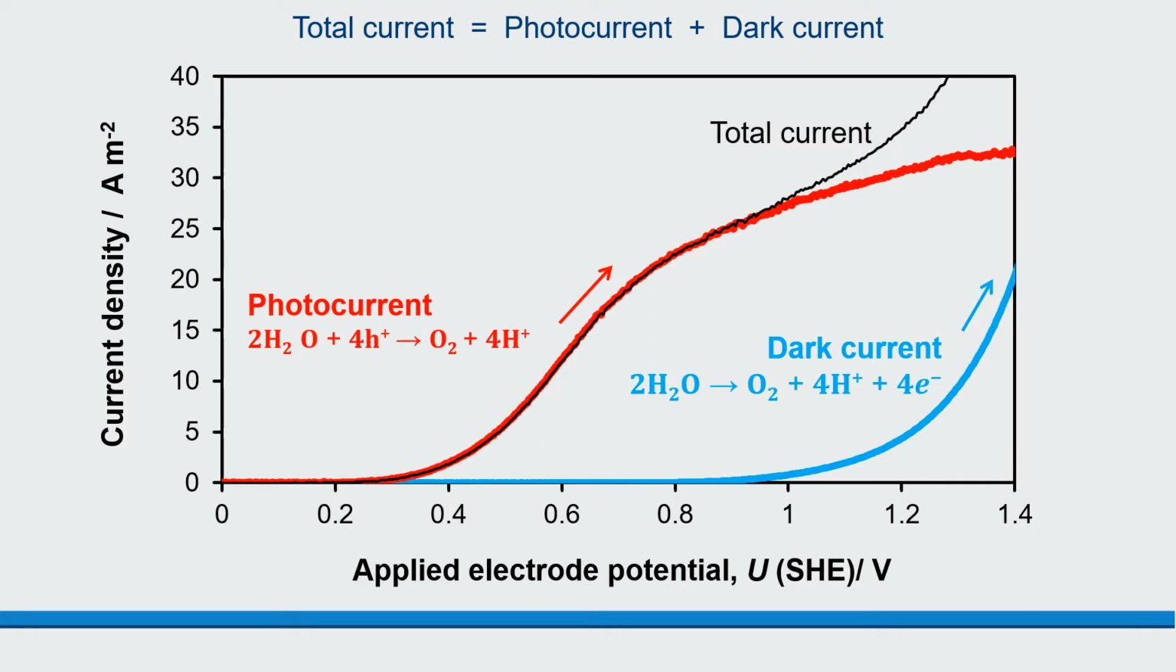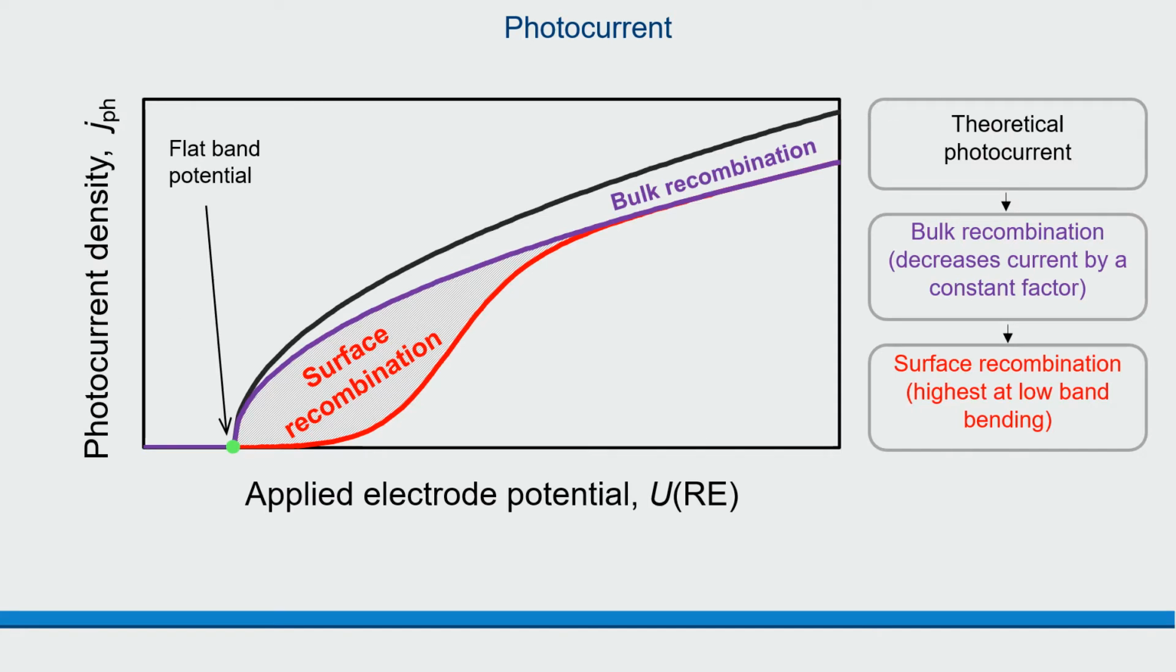And what is noticeable from this particular result is that the dark current is not always negligible on the scale of applied potentials that's relevant to photoelectrochemical applications, so water splitting. So for the photocurrent, there are very significant differences between the photocurrent that is predicted theoretically at the semiconductor liquid interface and the photocurrent that is actually extracted. The theoretical prediction, which is based on the Gärtner-Butler equation, doesn't take into account the typical loss processes.